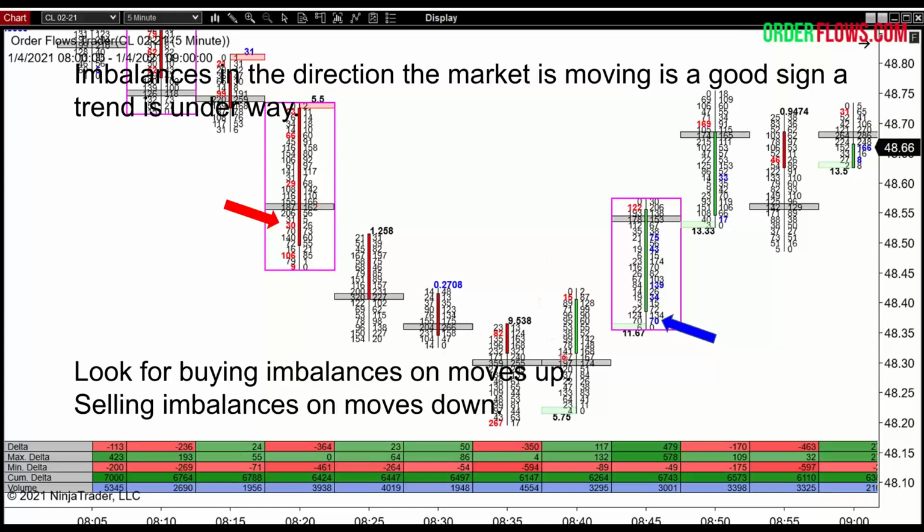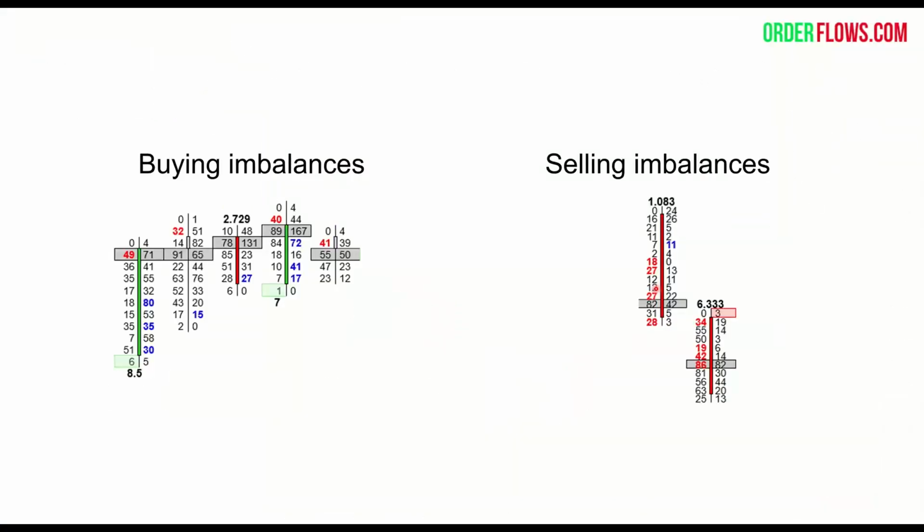Sometimes markets are sort of going sideways, but then all of a sudden you see a bar come in with a lot of buying imbalances. Well, that's good. It's telling you there's a lot of aggressive buying happening in the bar. Then you pair it together with the delta, and it gives you a good clue as to where the market is going.